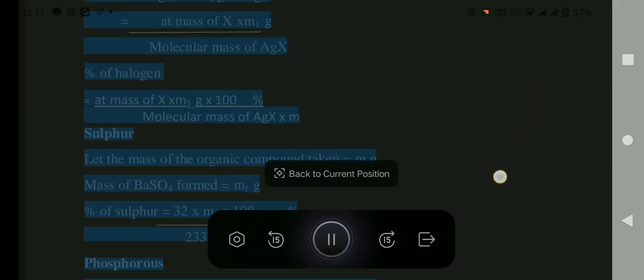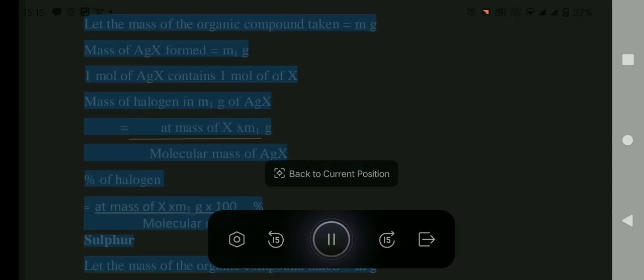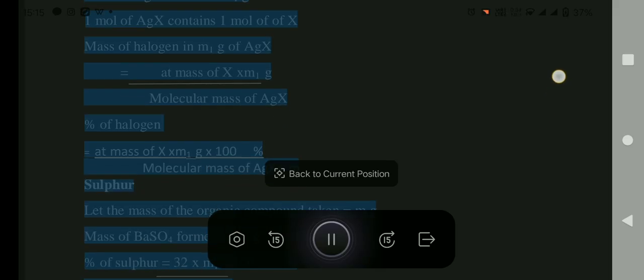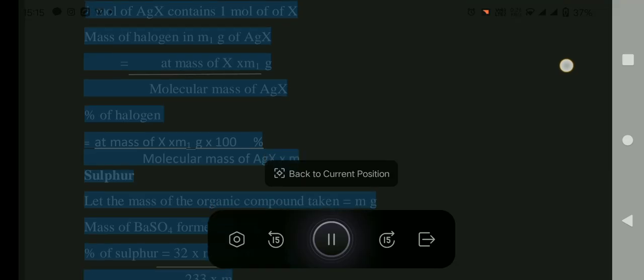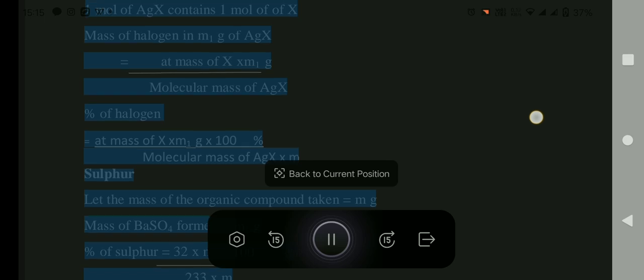Let the mass of the organic compound taken equal m g, mass of AgX formed equal m1 gram. 1 mole of AgX contains 1 mole of X. Mass of halogen in m1 gram of AgX equals atomic mass of X × m1 gram / molecular mass of AgX. Percent of halogen equals atomic mass of X × m1 × 100% / molecular mass of AgX × m.